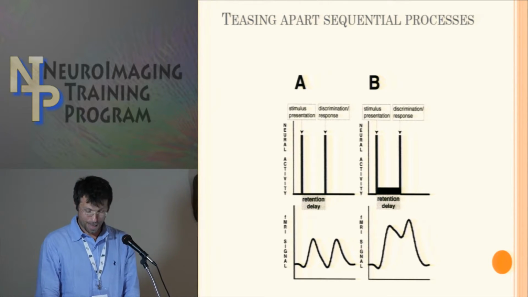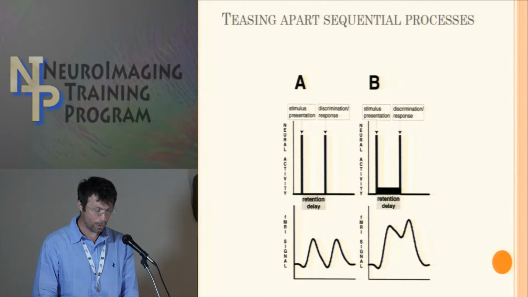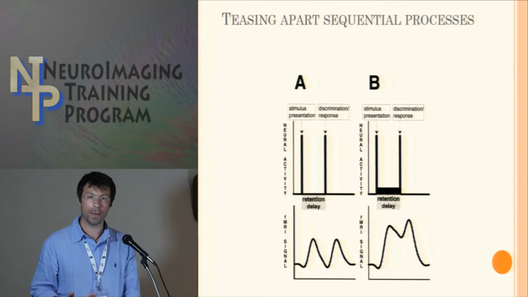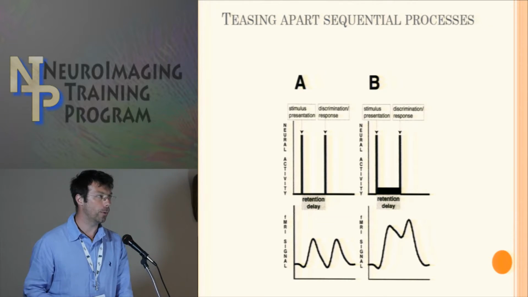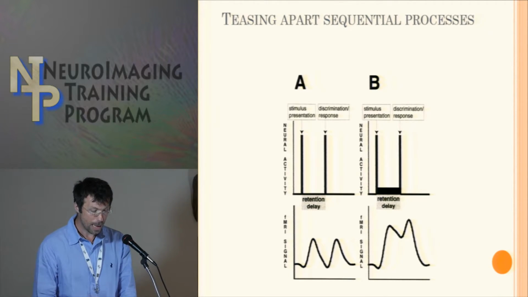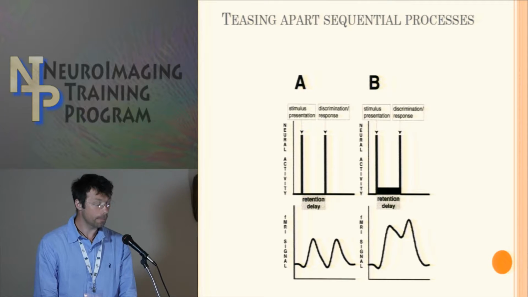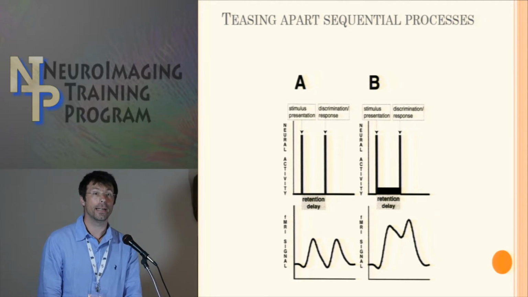Now, sometimes it is impossible to jitter events. You cannot shuffle around events. For example, you cannot shuffle around encoding with recalling. Right? You cannot recall before you've encoded. I mean, if you can, then you've proved precognition, which would win you a Nobel Prize. It'd be great. But short of that, it's tough, right?